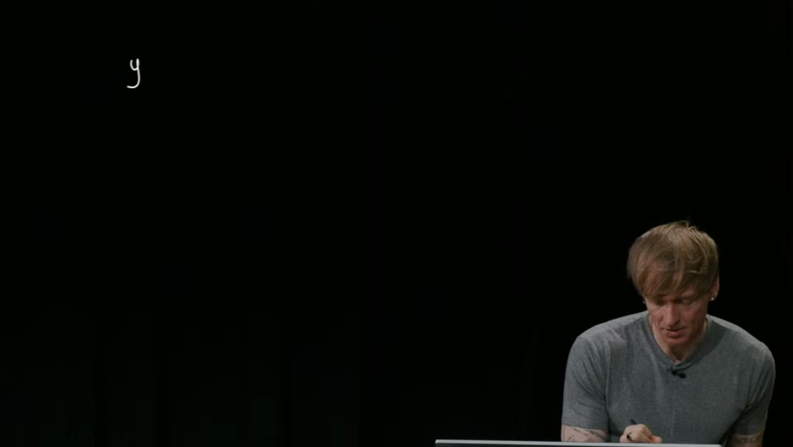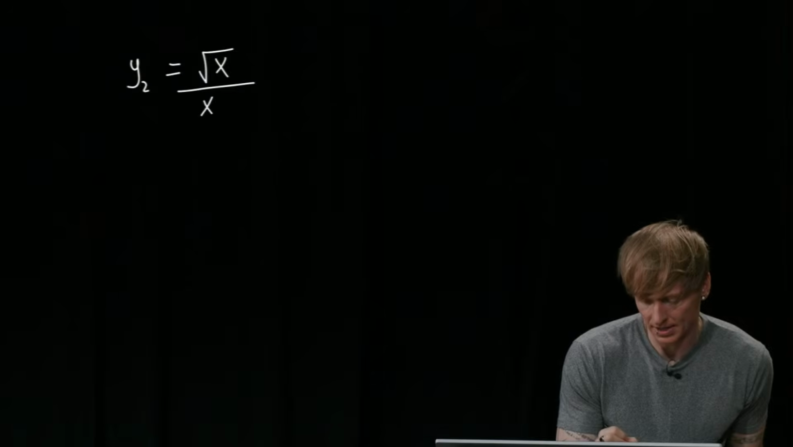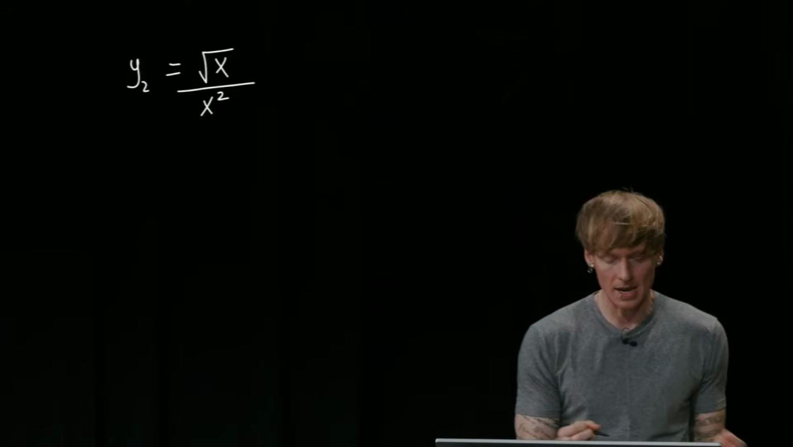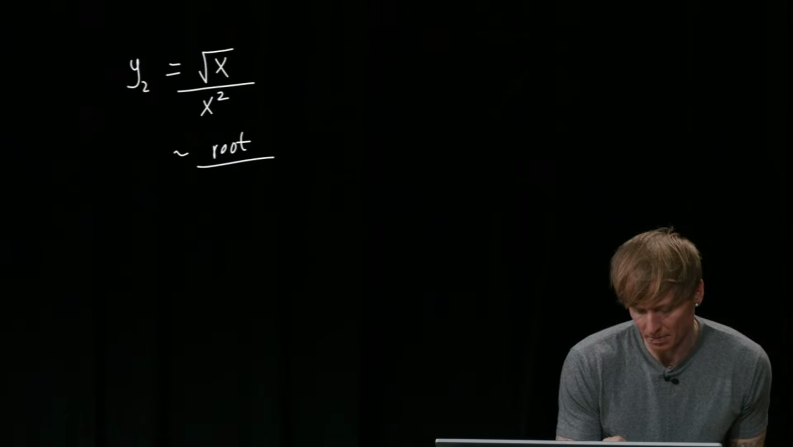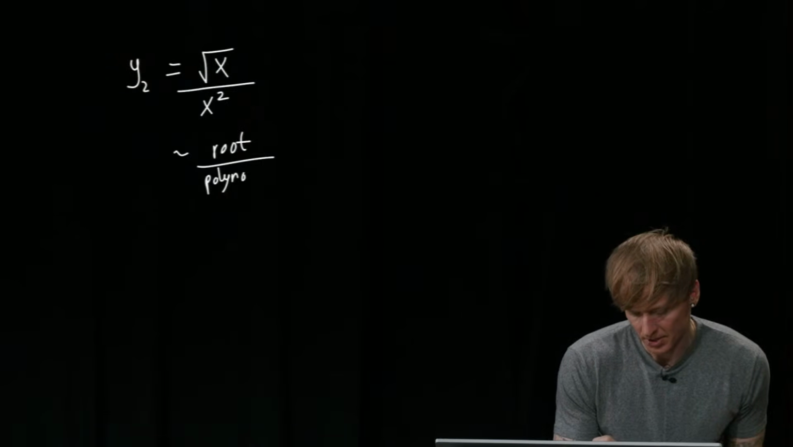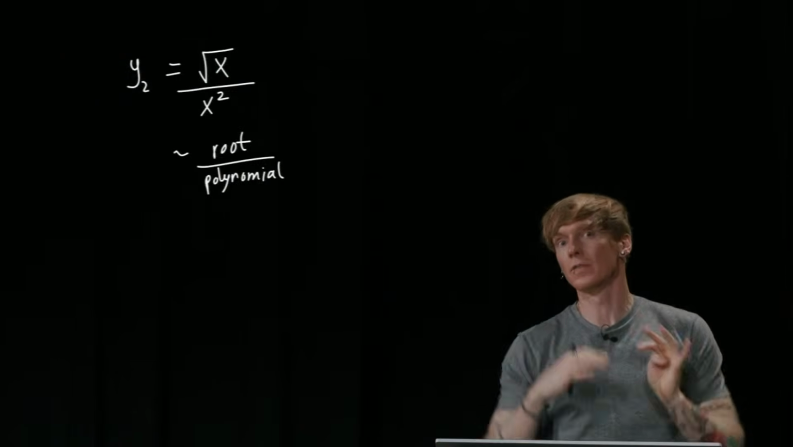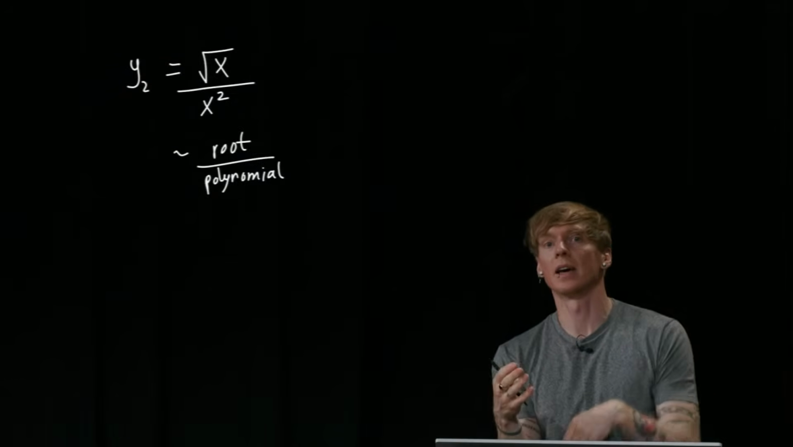Now, if we look at a slightly different ratio of these functions, maybe we keep the x squared on the bottom, but now we look at a second function, y2 is root x over x squared. If we classify the type of function we've got here, it's a root on the top and a polynomial on the bottom. So now which one is going to win? We look at our growth rates chart, our order of terms, and we can see that the polynomial is going to grow much faster than the root.